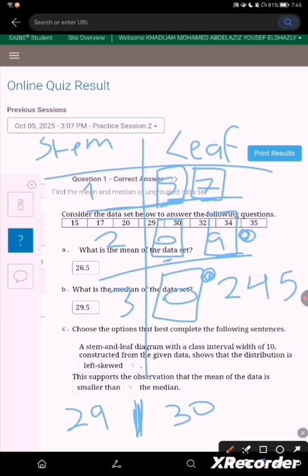Now, in part C, once again, your median is greater than your mean, or in other words, your mean is less than your median. So you can say it's left skewed. And this supports the observation that the mean is less than or smaller than the median.